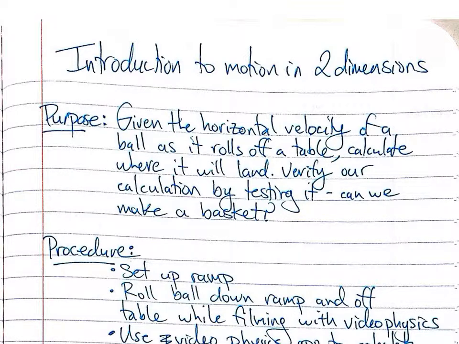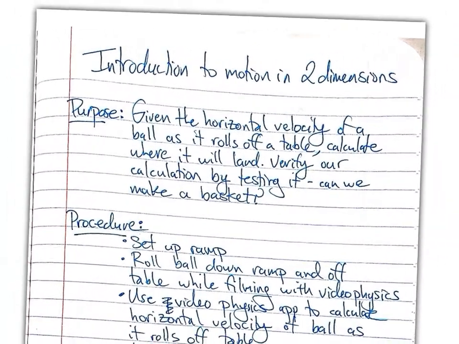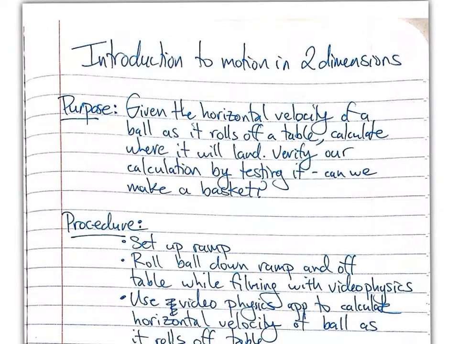Okay, sorry about that. Here's an example of a lab report. I have a title, I have a purpose, and let's see what I say. Given the horizontal velocity of a ball as it rolls off a table, calculate where it will land. Verify our calculation by testing it. Can we make a basket? Alright, so sort of a brief summary of what we are doing and why.